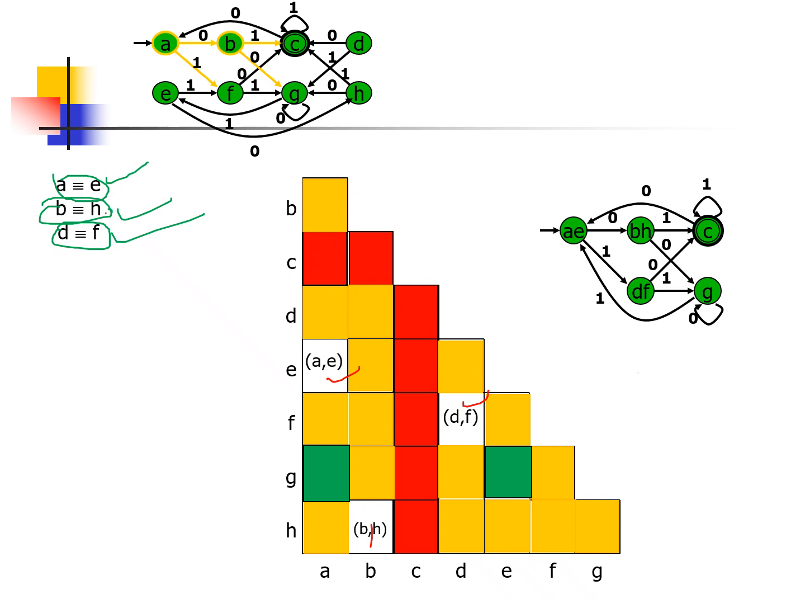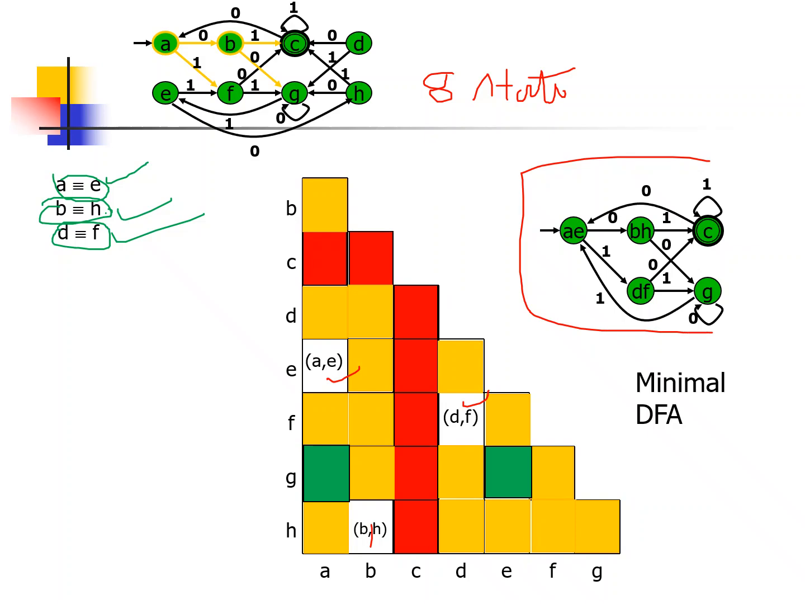Look at this. Earlier there were 8 states. Now it is only 5 states. So we have 5 states, which is very simple. Instead of using 8 states, you can write it with 5 states, accepting the same language. So I hope you understood this concept thoroughly.